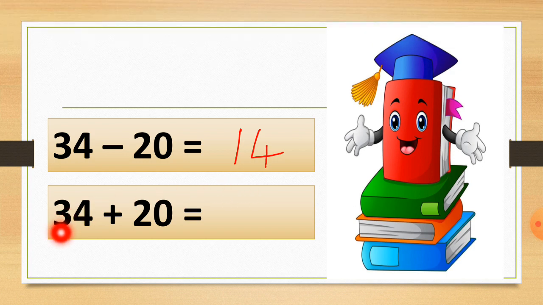Now in this next sum, which is 34 plus 20, here we have to add the 20 numbers. So what should we do? We should move 2 steps down and we add the 20 numbers in the 34. How? Let's see through the hundreds grid.